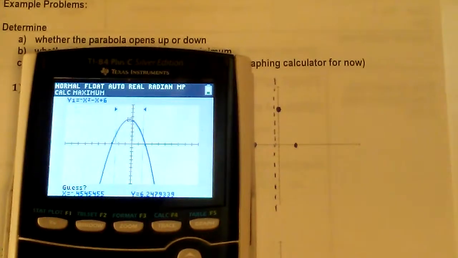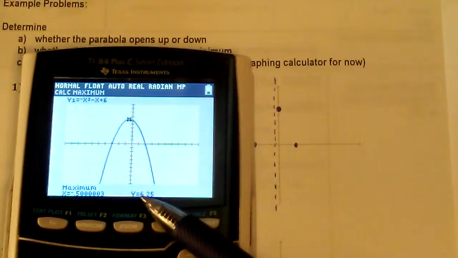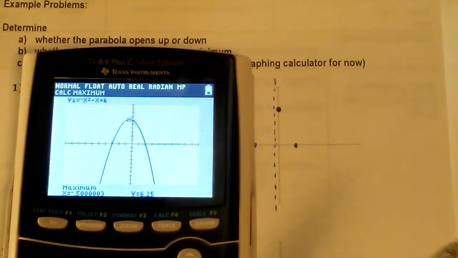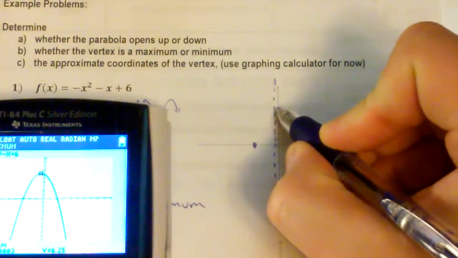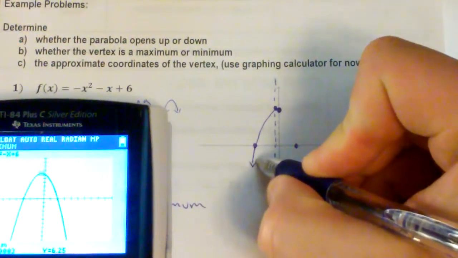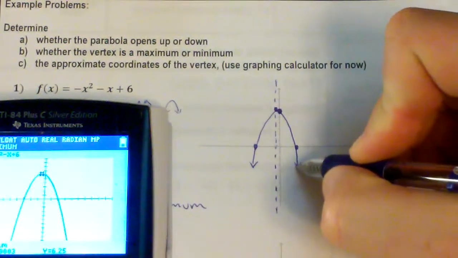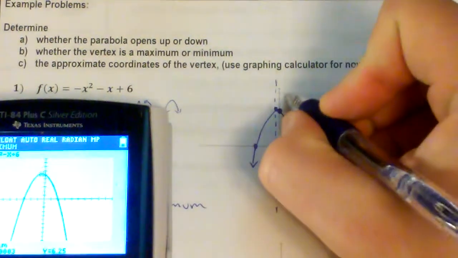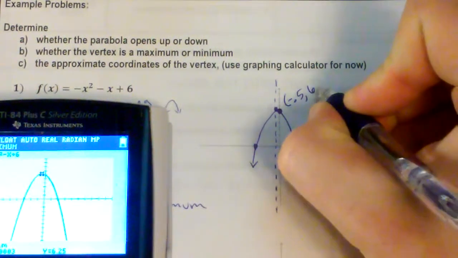All right, so there is a good guess. I'm going to hit enter. And, oh, it tells me maximum. Looks like it's right at negative 0.5, which is something I already knew, and positive 6.25. So I'm going to go ahead and write those down as the vertex. So it would be right around here. Comes down here, an arrow. This curve comes down here with an arrow. And my vertex is at negative 0.5 and then 6.25.